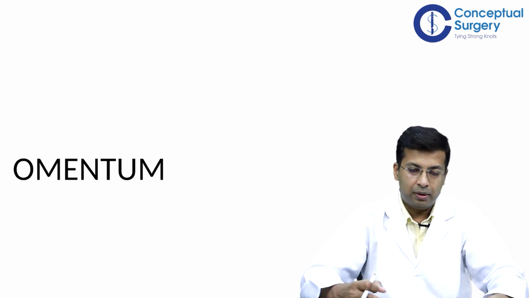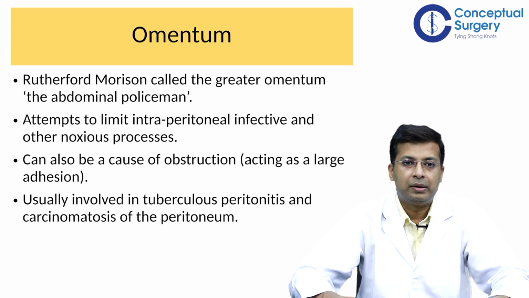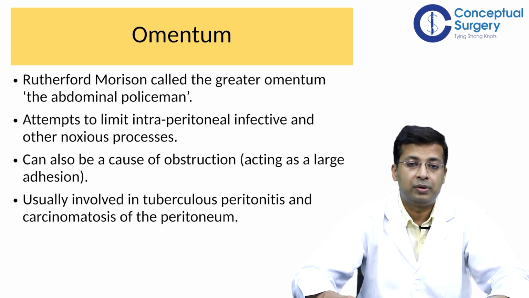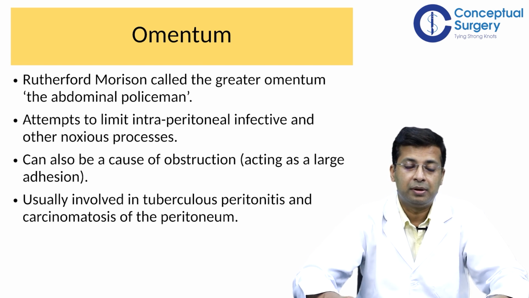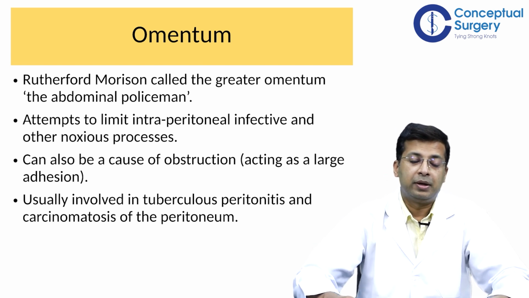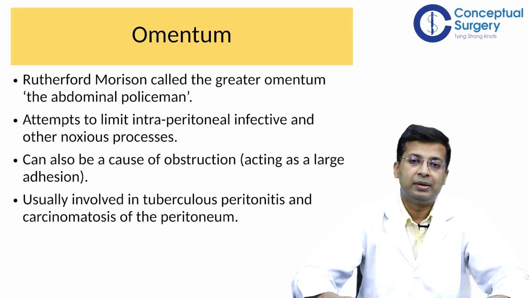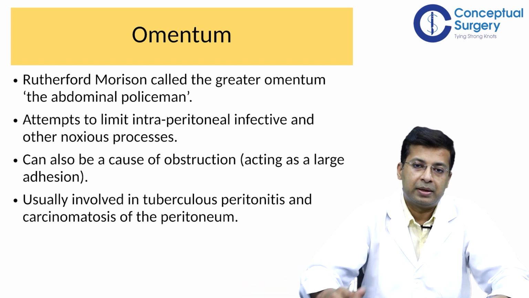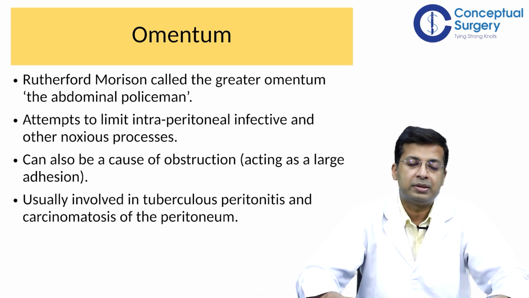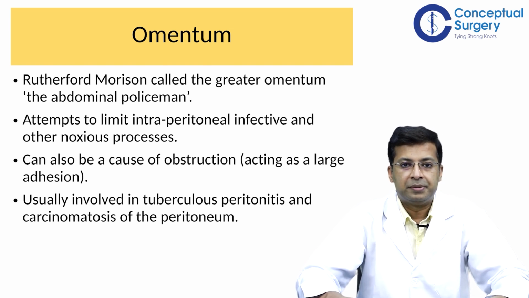Now, first a bit on the omentum. As we all know, omentum is called the abdominal policeman, and anatomically there are two omentums present in the peritoneal cavity. One is the greater omentum and one is the lesser omentum. The greater omentum is the one which hangs from the greater curvature of the stomach, and the lesser omentum is also sometimes known as the gastrohepatic ligament, which runs between the undersurface of the liver and the lesser curvature of the stomach. So why is it called the abdominal policeman?